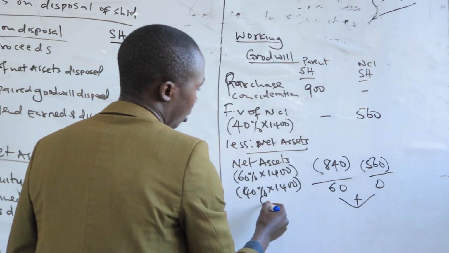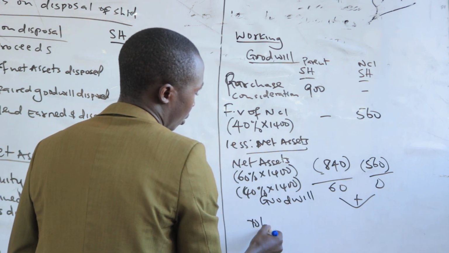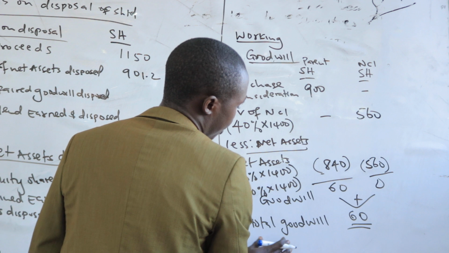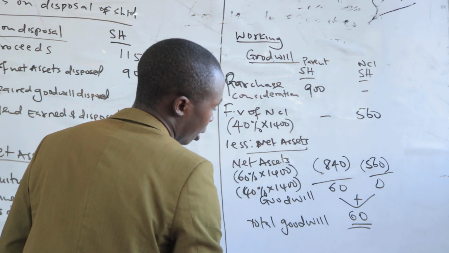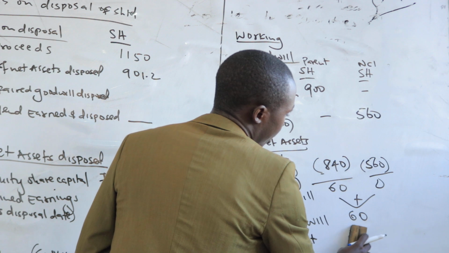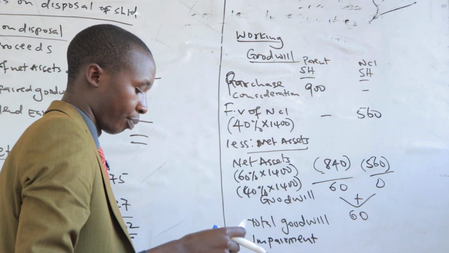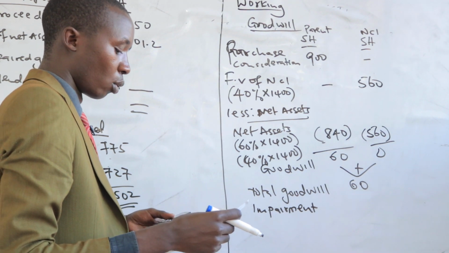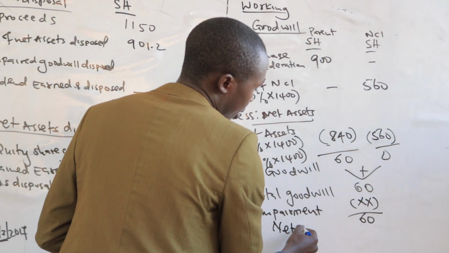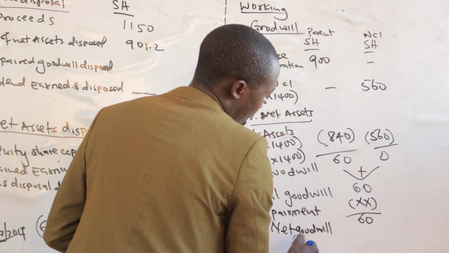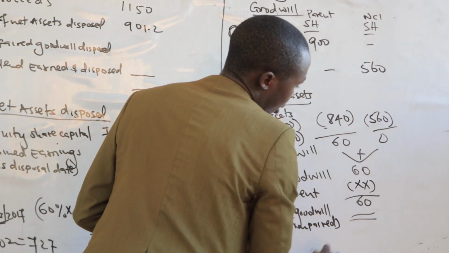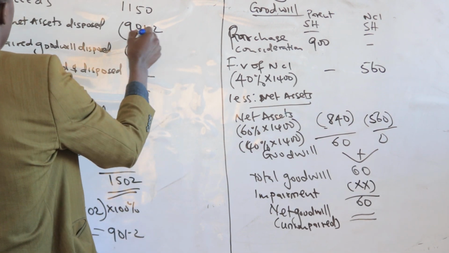So if I add the 2, remember this is goodwill, so I'm supposed to get a total goodwill. So I get the total goodwill of 60. Remember out of that, I will check if there was impairment. But under the last part of additional information number 1, they said that no impairment loss on goodwill arose. So it means that there was no impairment. So the net goodwill, which is unimpaired, is 60. So I'm supposed to subtract 60 in this case.